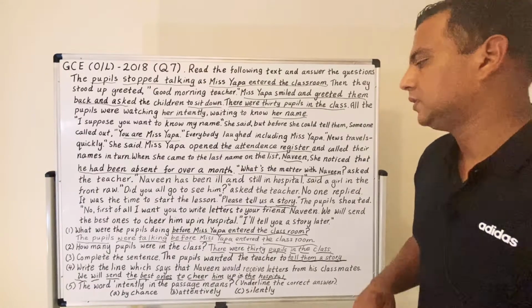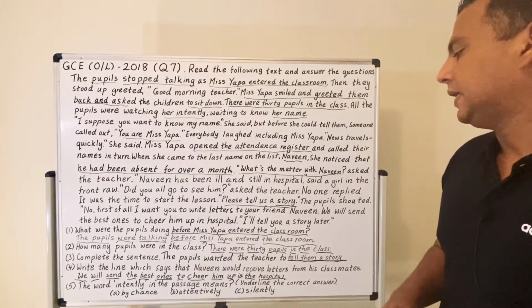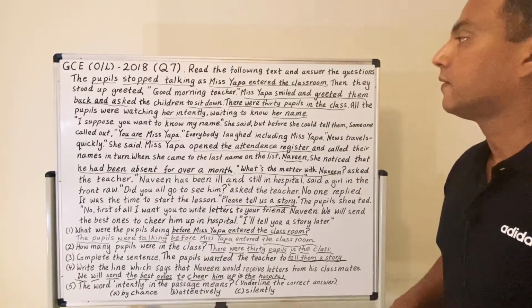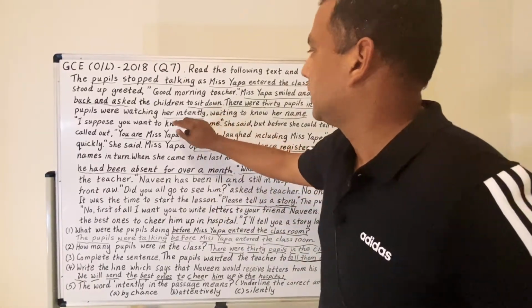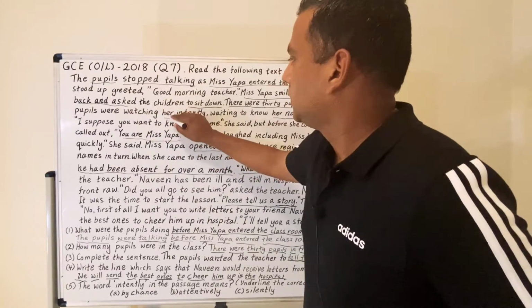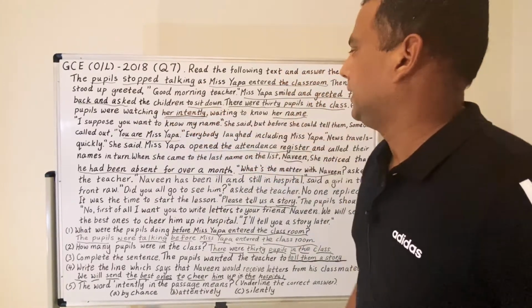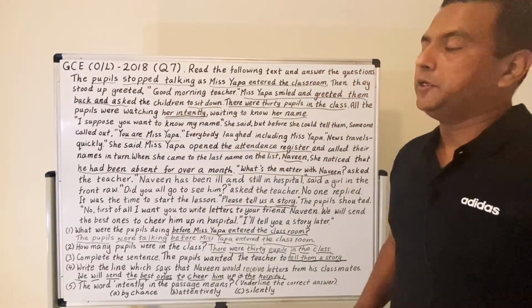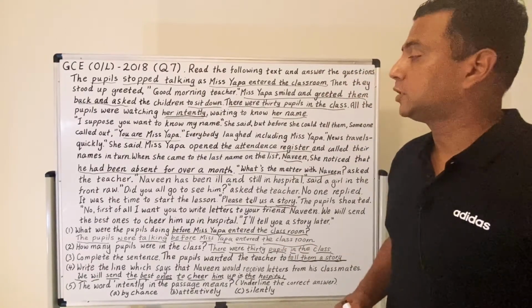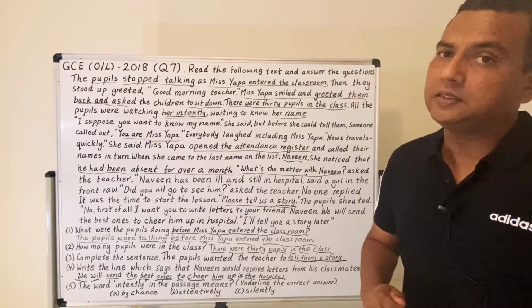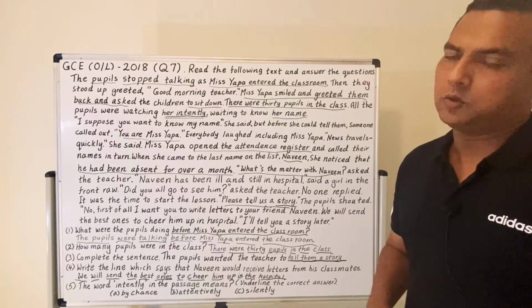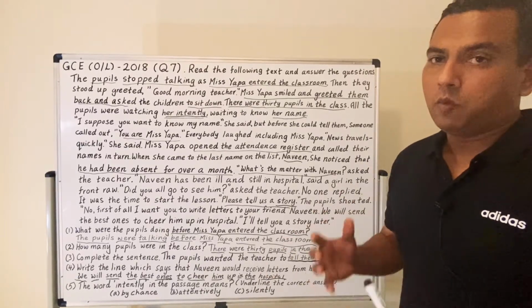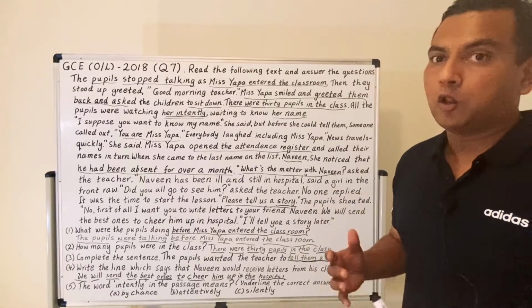So the last question is, the word intently in the passage means, underline the correct answer. So here as you can see, in the fourth line you can see pupils are watching her intently. As I explained when I was explaining the passage, intently means earnest and eager attention. So that means you are looking at something with a lot of focus.